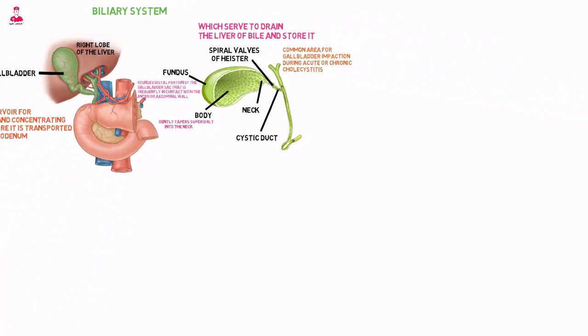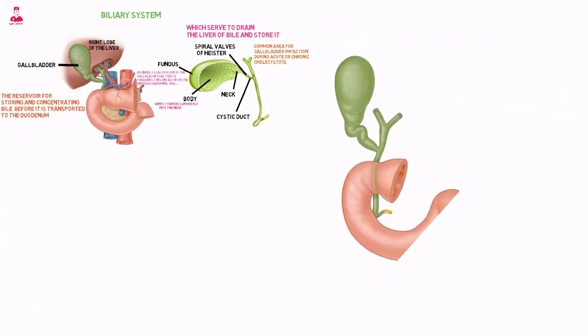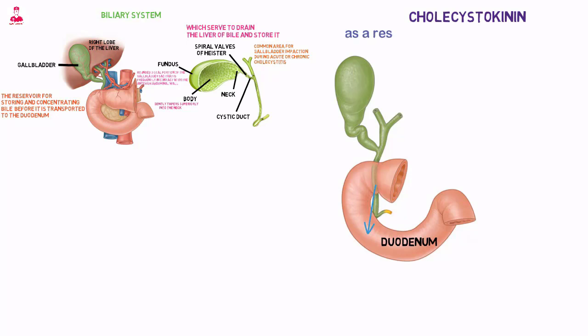The gallbladder has a muscular wall that contracts when stimulated by the hormone cholecystokinin, forcing bile through the extrahepatic biliary system into the duodenum. Cholecystokinin is secreted by cells in the duodenum as a response to ingestion of fat and protein into the stomach or duodenum.